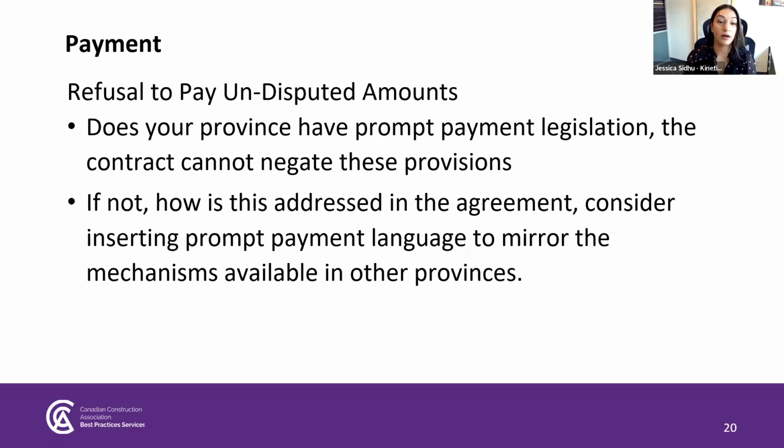So on the note of prompt payment legislation, it has been established in Ontario, Saskatchewan, just to name a few jurisdictions. It's also established at a federal level. So as mentioned before, the contract terms cannot alter the provisions of legislation, but it is our responsibility as contractors to ensure that the requirements are understood.